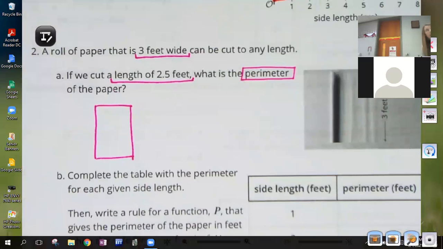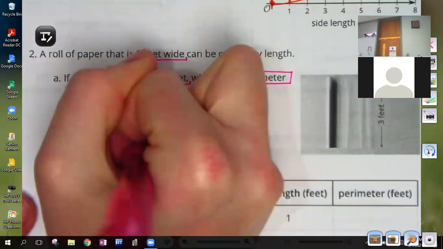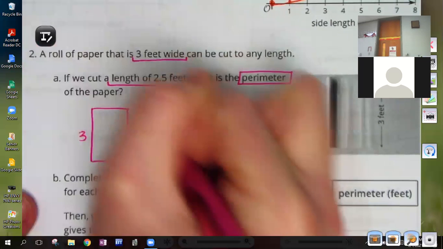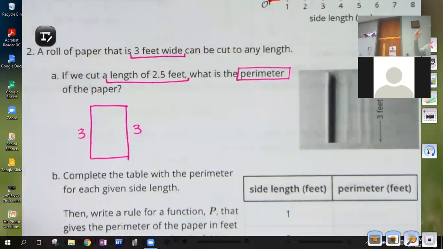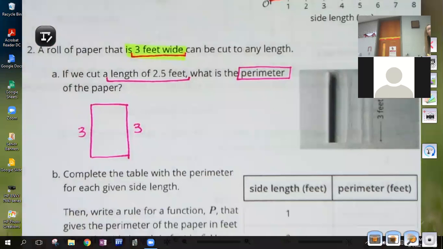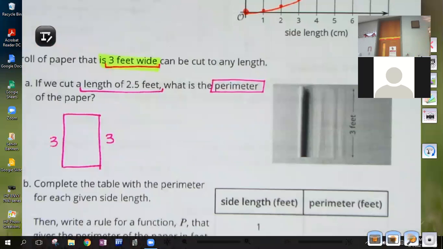Okay, so I've got this rectangle here, and I know that one of the side lengths is definitely and always will be 3. So if I know this side length is 3, then what do I know about this side length? It's also 3. Now I want to make a little note here that every single rectangle that we're going to look at for this problem is going to have a width of 3, just because of how the paper is. If you ever cut any of that paper out, you can always have a different length depending on how much you want, but it will always be 3 feet wide just because that's the paper. It's top to bottom for Friday Night Lights.